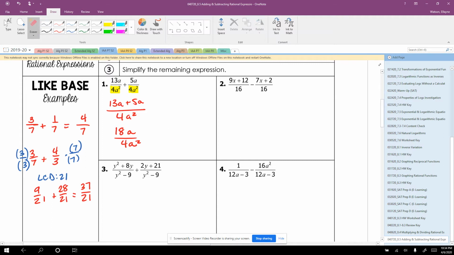Let me rewrite that just so you can tell that's a 9 and not an a. I don't know if that was much better. And then the a over a squared, one of the a's cancels out, leaves an a on the bottom. And so this is our final answer.